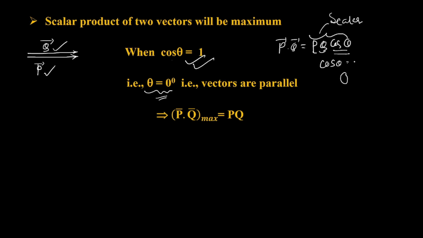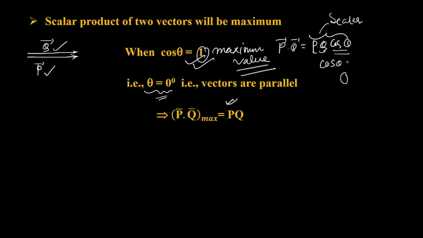And this will be your maximum value because cos theta equal to 1 is the maximum value of cos theta. The maximum value depends only on the value of cos theta, because it is varying with theta. So when theta is equal to 0, the value of cos theta is maximum. That's why the scalar product of any two vectors is maximum when the vectors have an angle of 0 degrees between them, that is, they are parallel.